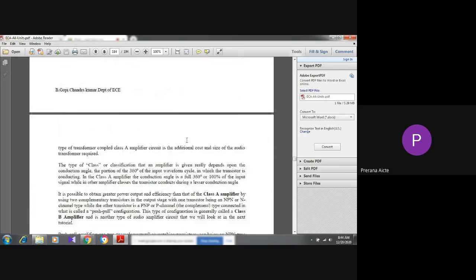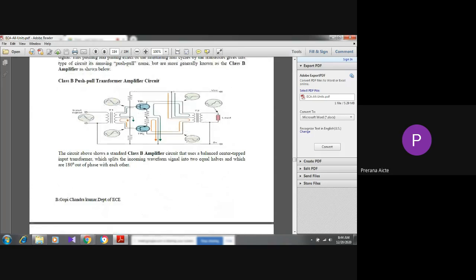Next, we will discuss class B. In class B also we have two types: one is the push-pull amplifier, another is the complementary symmetry amplifier. Mainly the difference is that in push-pull we use the same type of transistors. In class B, in both configurations we are using two transistors, but in push-pull you use the same type. In complementary symmetry, they are opposite: one is NPN, another is PNP. That is the difference. And class B provides better efficiency than class A, approximately 78.5%.